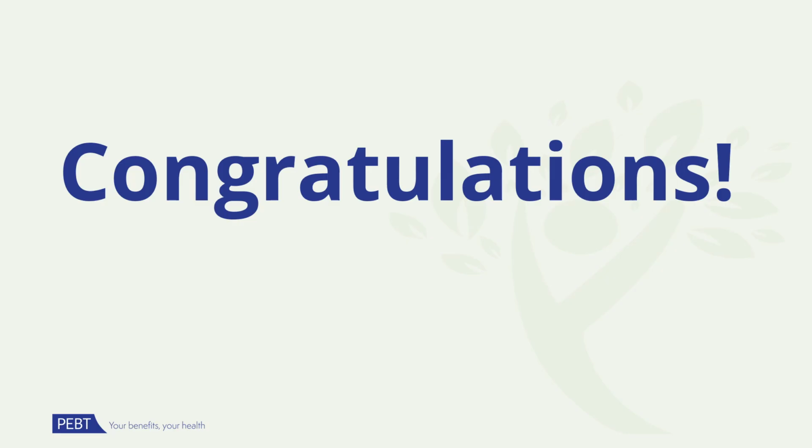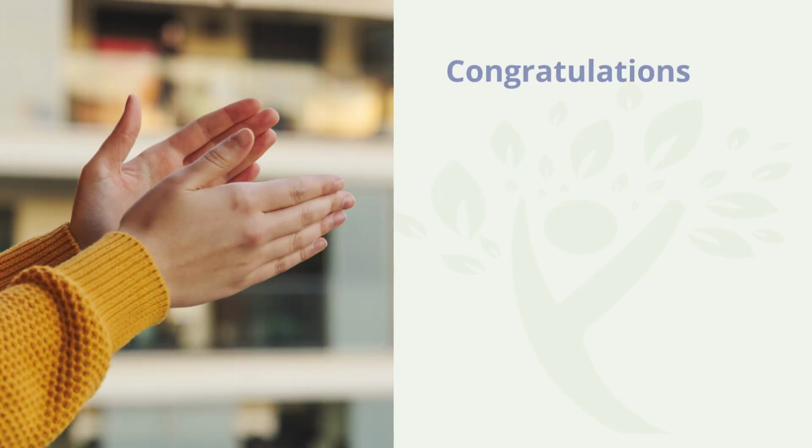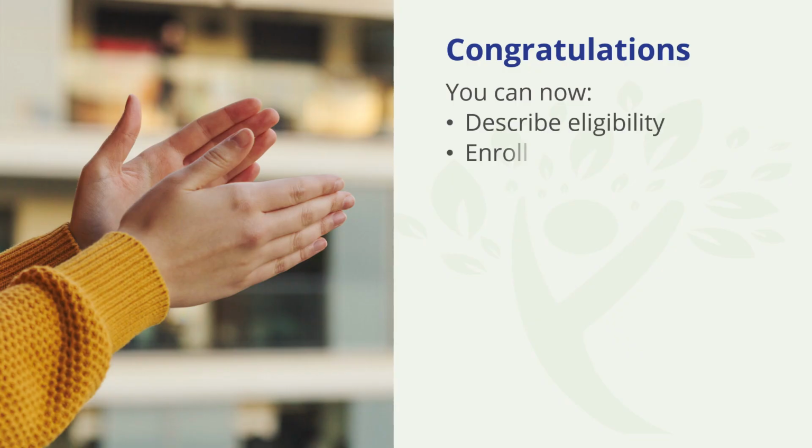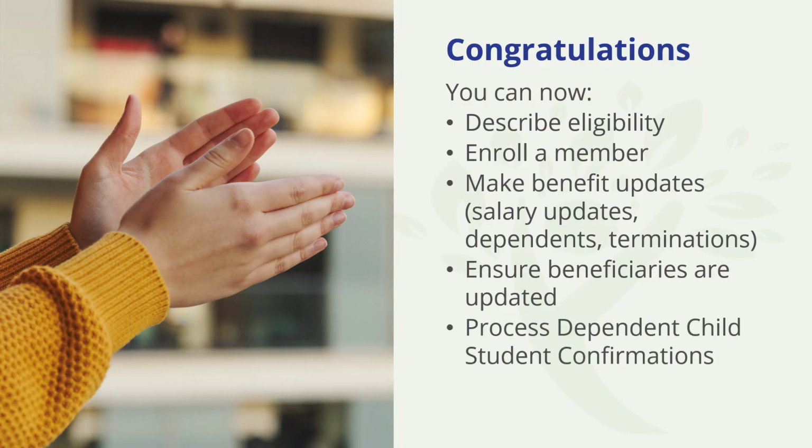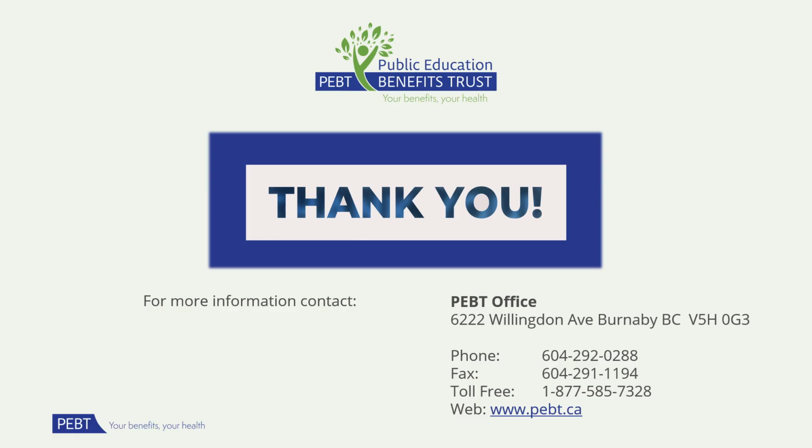Congratulations! You have just completed the 3rd in a series of skill-building lessons. You can now describe eligibility, enroll a member, make benefit updates, ensure beneficiaries are updated, and process dependent child student confirmations. This concludes Skill Building Lesson 3, Managing Benefit Records. You can find more self-directed skill-building modules on the PEBT website.